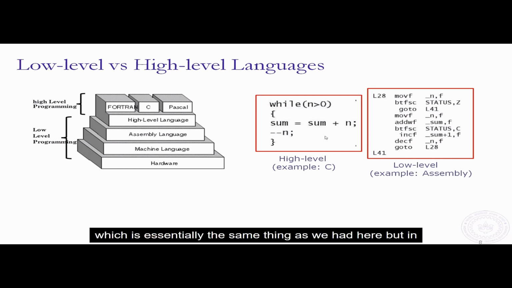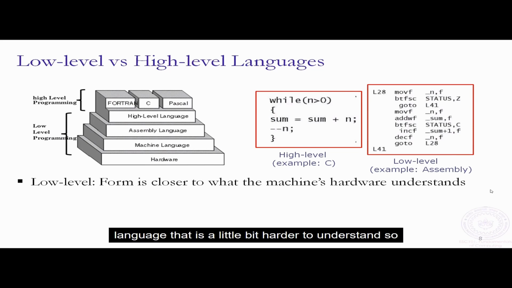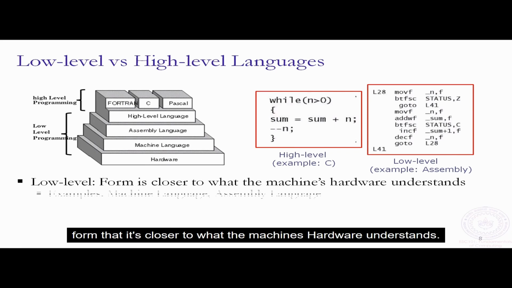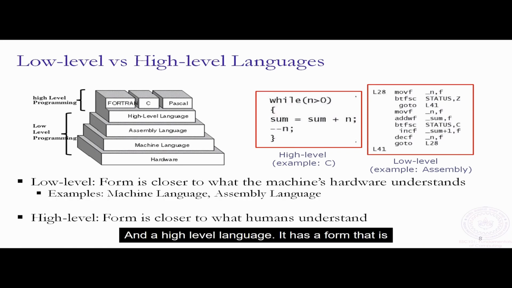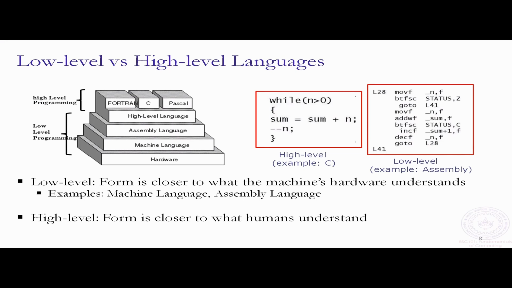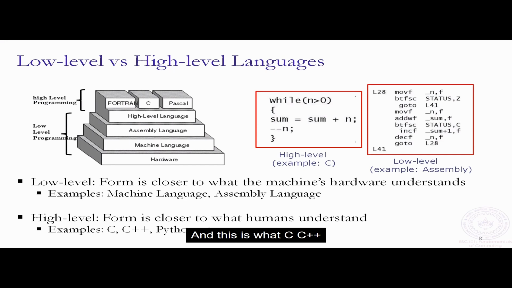So which is essentially the same thing as we had here, but in language that is a little bit harder to understand. So a low-level language has a form that is closer to what the machine's hardware understands, and a high-level language has a form that is closer to what humans understand, and this is what C, C++, Java, Python, etc. do for us. So this is the basic distinction between low-level and high-level languages.